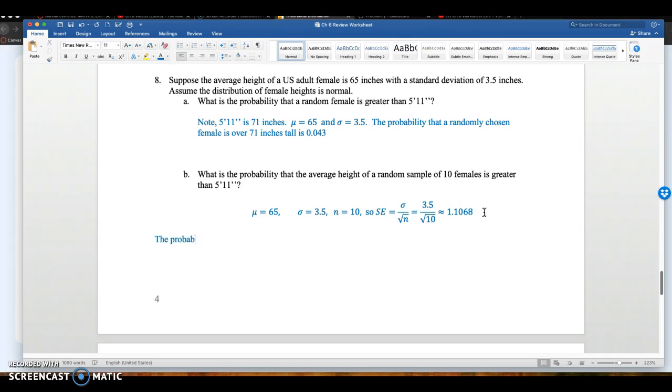So the probability of getting a sample of 10 females whose average is greater than 71 inches is almost 0, but not technically 0, but highly, highly, highly unlikely. If you got a group of 10 females whose average height is 71 inches tall, I would argue that's not a random sample. You're getting 10 basketball, volleyball players, or just very tall people.